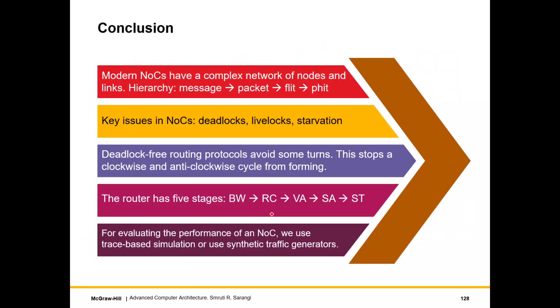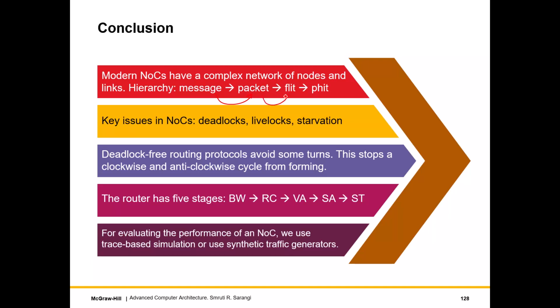Right. So now we have finally, after 5 lectures, reached the end of this chapter. So we should celebrate. Let me quickly conclude. Modern NOCs have a complex network of nodes and links. The hierarchy is a message broken down into packets, and an entire packet flows, all the bits in the packet flow along the same route.